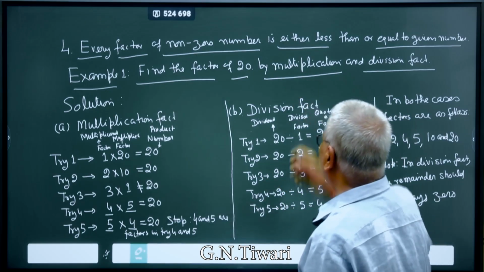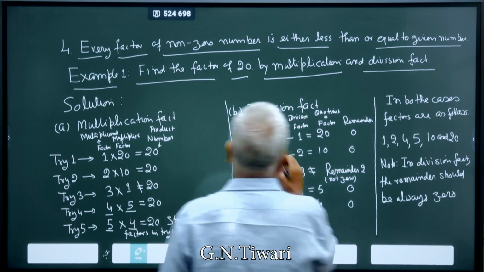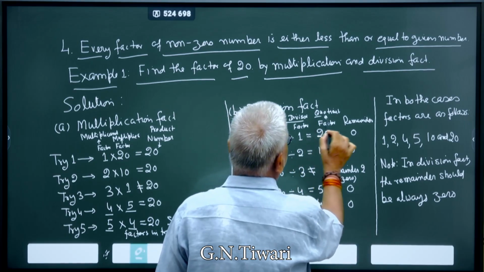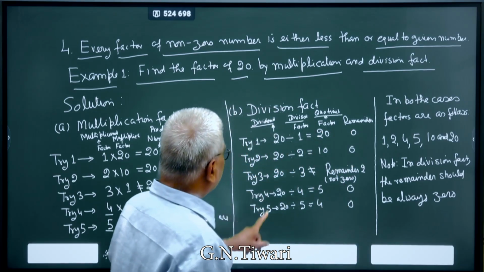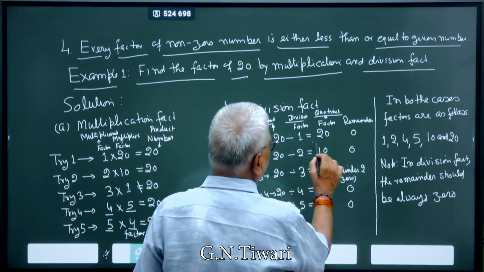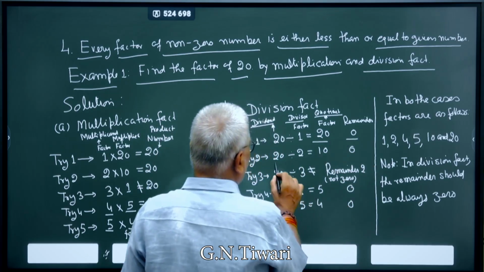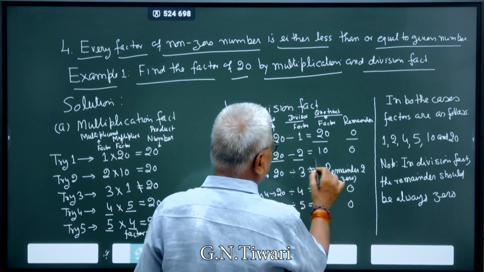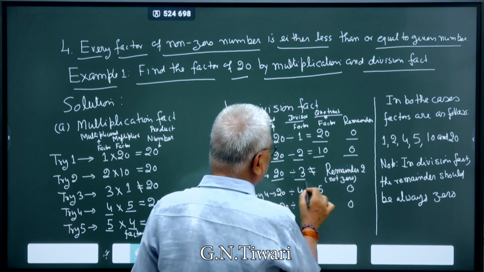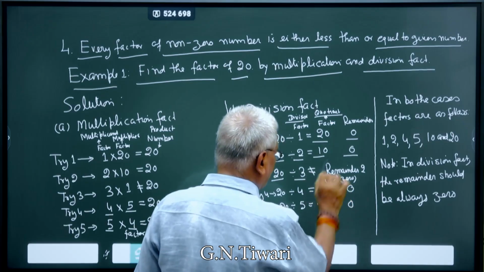Now come to the division fact. In the division fact, the dividend, when divided by a divisor, gives a quotient. Here 20 is the dividend. If you divide by 1, it is 20, remainder 0. If 20 is divided by 2, it gives 10, remainder 0. Dividing 20 by 3, the remainder is not 0, so we will not consider it.